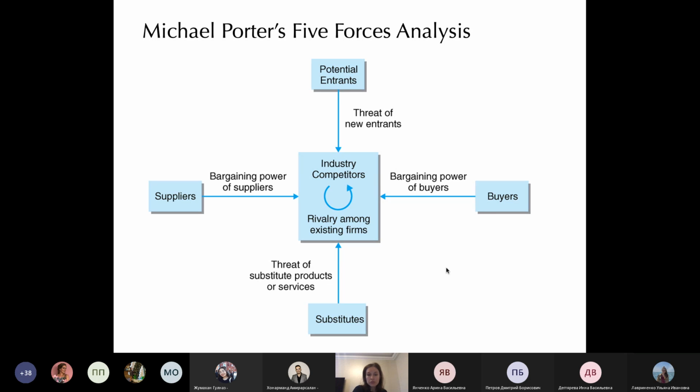And also we should not forget about substitutes. So substitute product. Can you give an example of a substitute product? For example, we can travel by train or by plane. So train and plane, they are substitutes. Great.